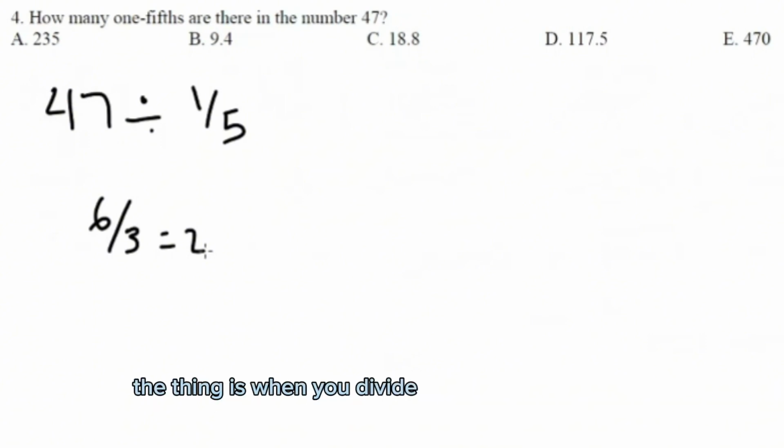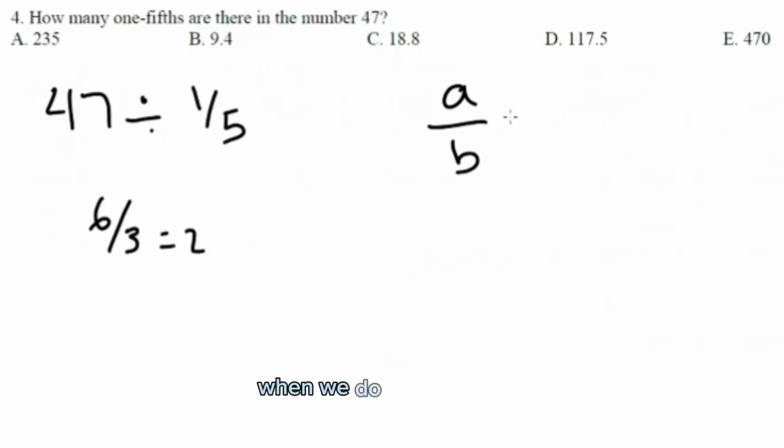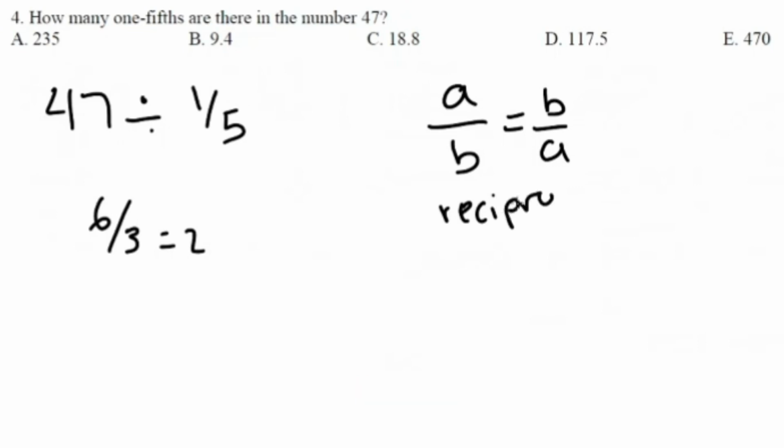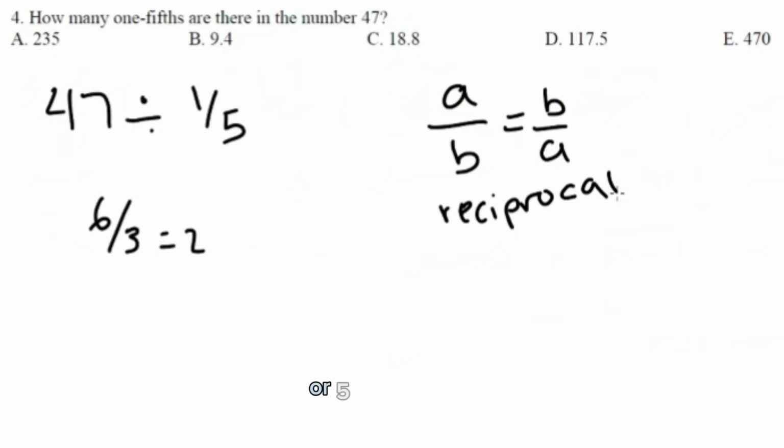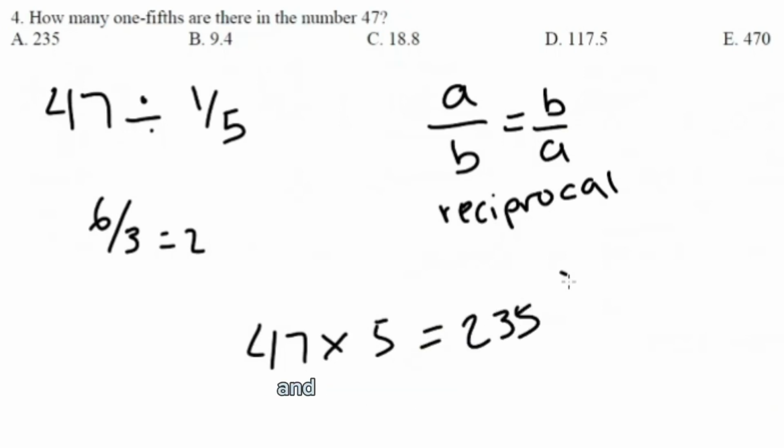The thing is, when you divide a number by a fraction, you can't just straight up divide it like that. What you have to do is turn it into a multiplication problem. The way we do that is we find the reciprocal. The reciprocal is just taking the numerator and denominator and switching them. So let's say we have A over B. When we do the reciprocal, that becomes B over A. So we need to take 47 and multiply it by the reciprocal of 1/5, which is 5 over 1, or just 5. So that becomes 47 times 5. 47 times 5 is 235, and that's your answer.